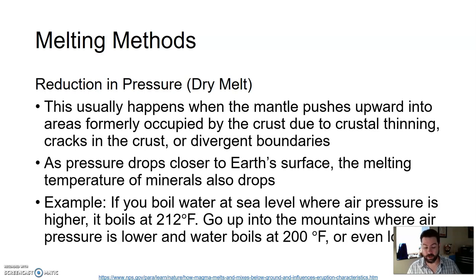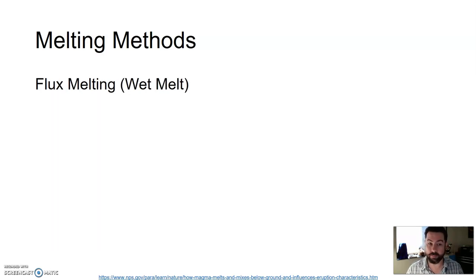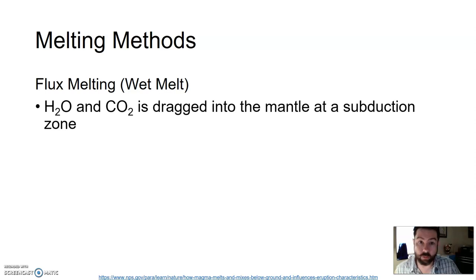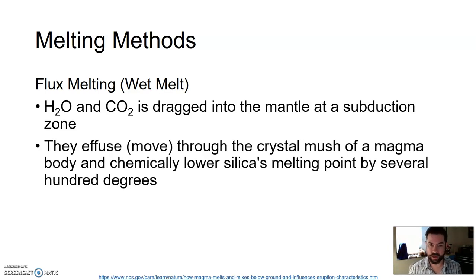So either a reduction in pressure, again, oftentimes due to mantle convection, typical around divergent boundaries or crustal thinning, or you get a wet melt called flux melting. H2O, water, and carbon dioxide, CO2, are dragged into the mantle at subduction zones. So now we're talking about convergent boundaries. Both of these materials, water and carbon dioxide, move through the crystal mush of a mantle body, magma body, and it chemically lowers silica's melting point by several hundred degrees. Silica, SiO2, quartz. So you're adding some material to this chemical concoction to lower the melting point of a typical mineral, making it easier for that material to melt and turn to liquid magma.